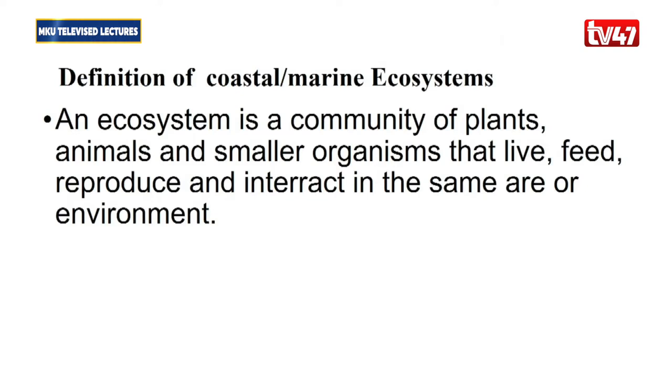Definition of the coastal/marine ecosystem. It's also good we understand what an ecosystem is. An ecosystem is a community of plants, animals, and smaller organisms that live, feed, reproduce, and interact in the same environment. Where you have these organisms, be it plants or animals, interacting, living together, and reproducing, we say that's an ecosystem, because you have those species thriving in the same area and benefiting from each other. That's an ecosystem.